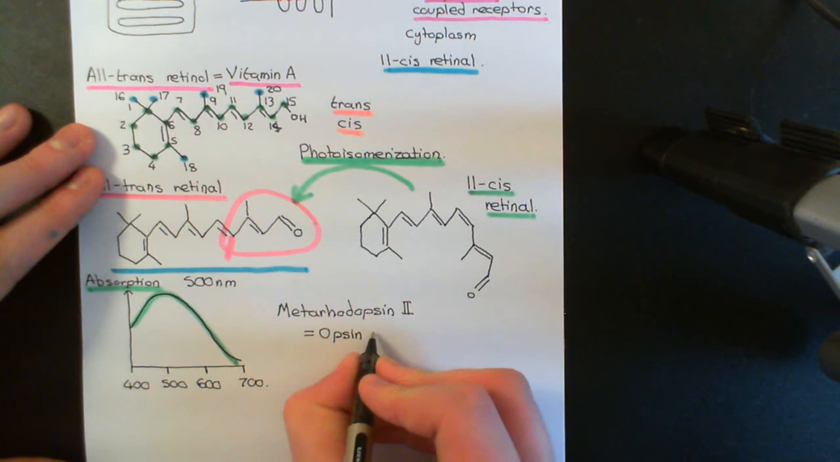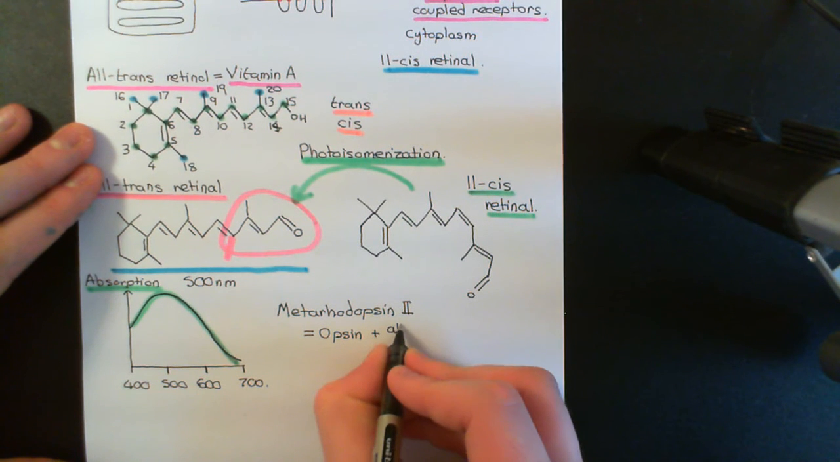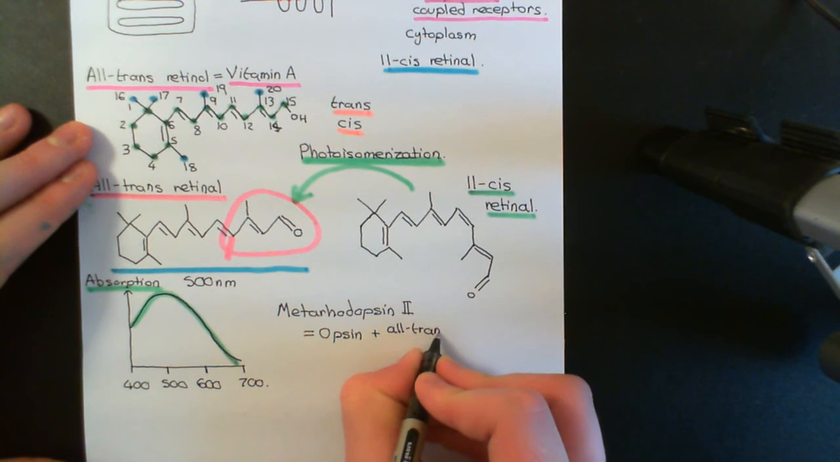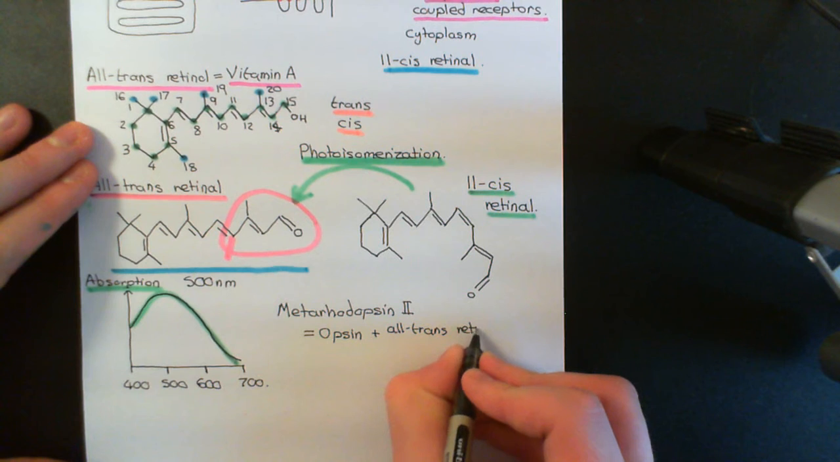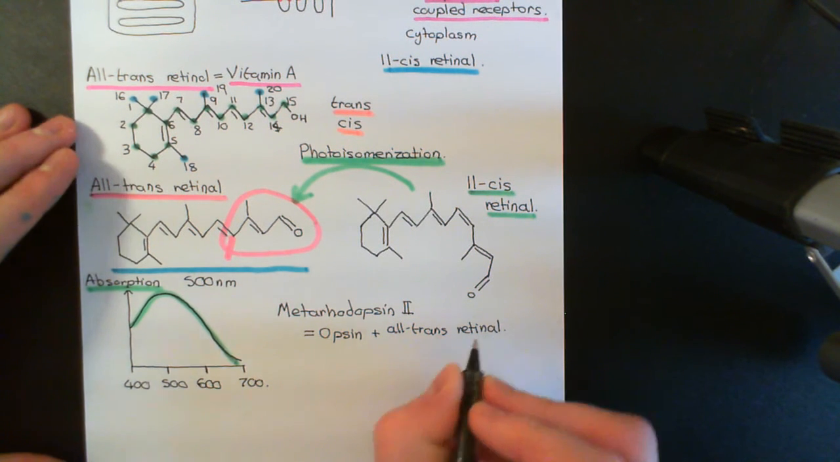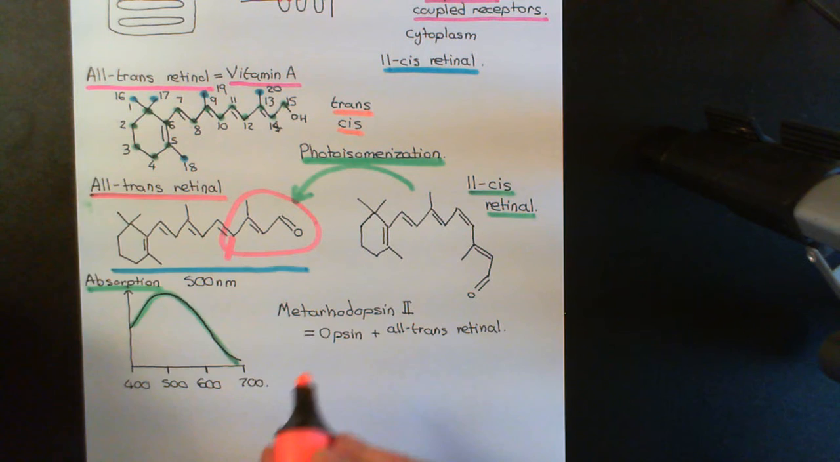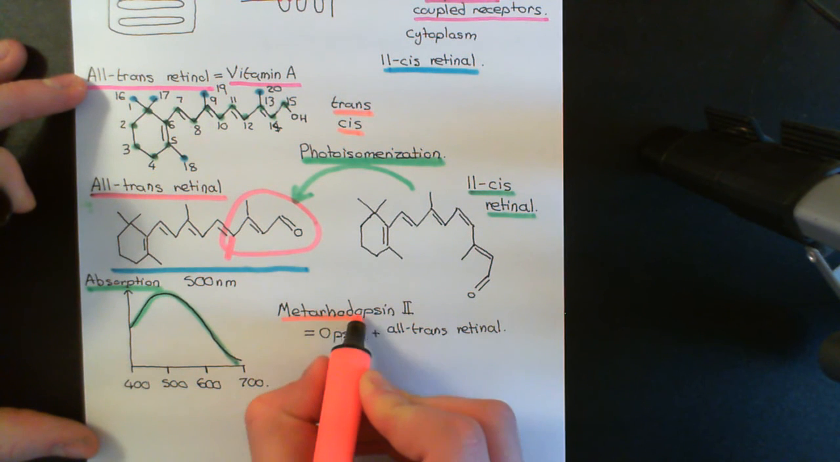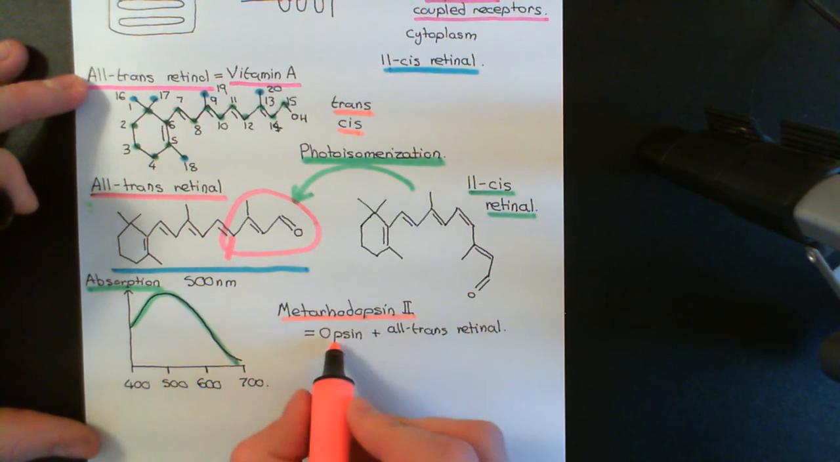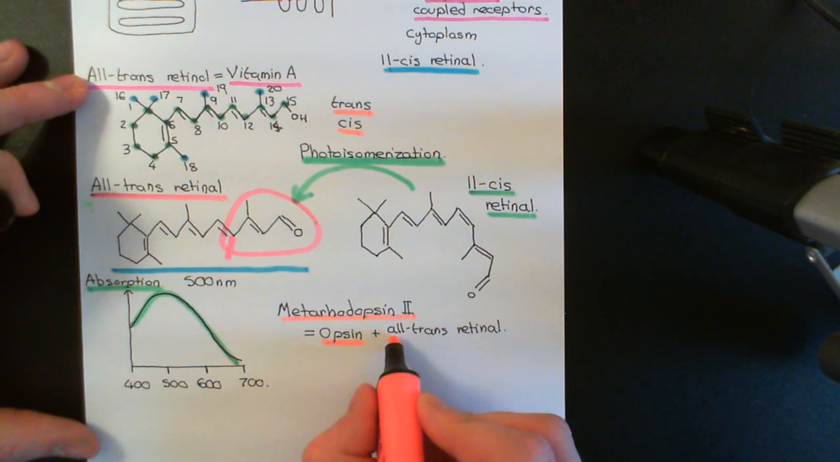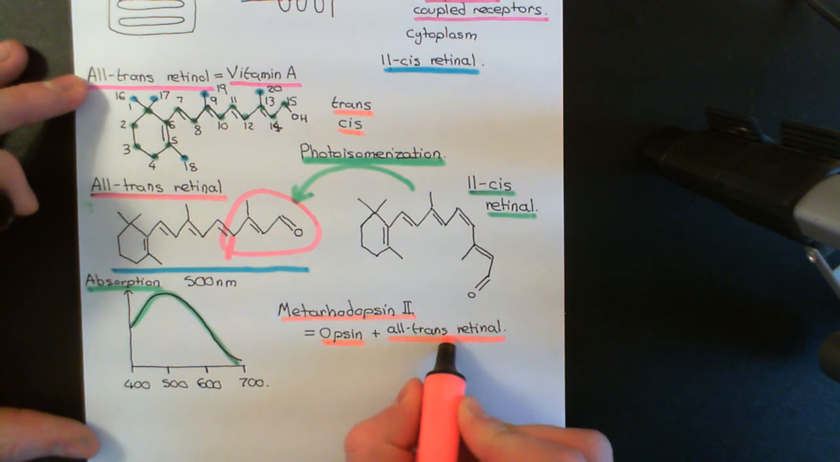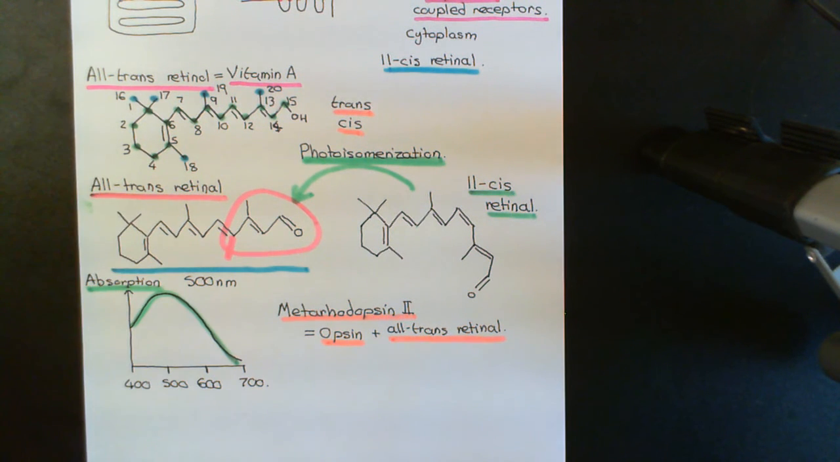and I'll stress this is the name for opsin bound to all-trans retinal. So rhodopsin is opsin bound to 11-cis retinal, meta-rhodopsin 2 is opsin bound to all-trans retinal, and the major difference is that this molecule will interact with signaling proteins inside the cell in a different way to how rhodopsin would interact with them. So the opsin has changed its structure.